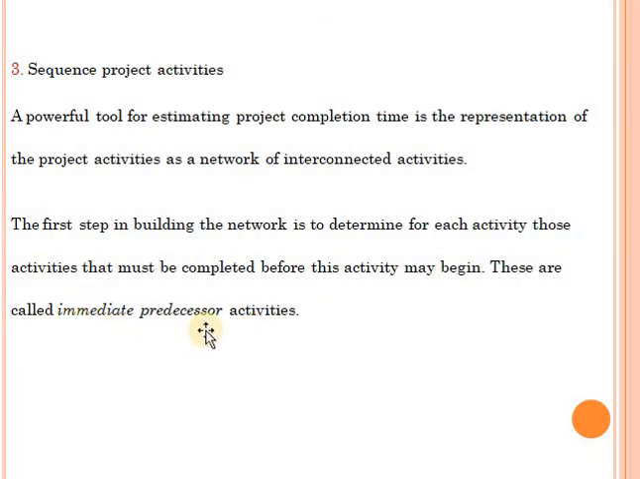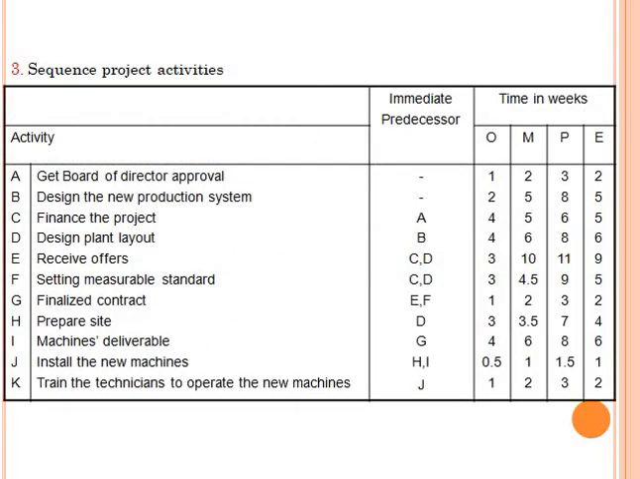So the immediate predecessor is the activity that will come before. The activity's successor is the activity that will come after. Okay? Now, this is our example. This is the list of all the activities. We already know their optimistic, pessimistic, and most likely, and we were able to create the completion time of the activity taking into consideration all these situations. Now, the next step is determining for each activity its predecessor.